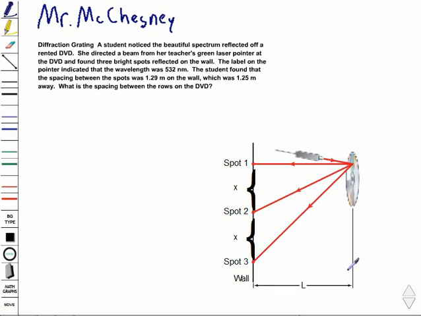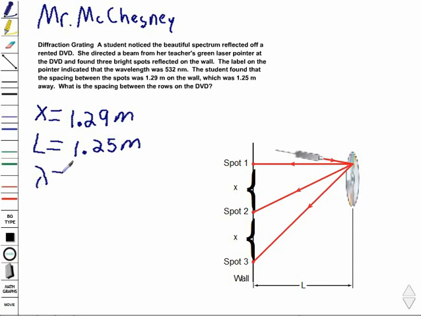So let's write our knowns and unknowns. So we start with X, which is the spacing between the spots, which is 1.29 meters. And then we also have the length we were from the wall, L, which was 1.25 meters. And then we also know the wavelength of our laser, which as always, you never want to point at someone's eyes, especially if it's a green laser. And that was 532 nanometers.